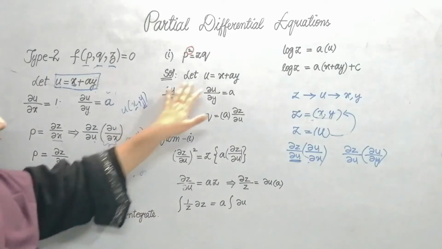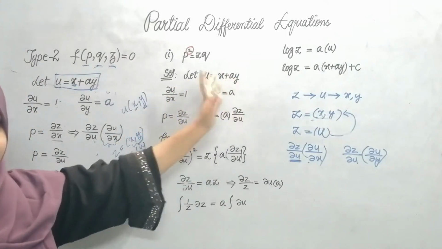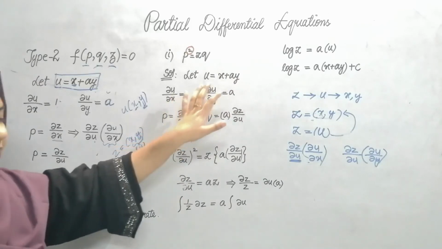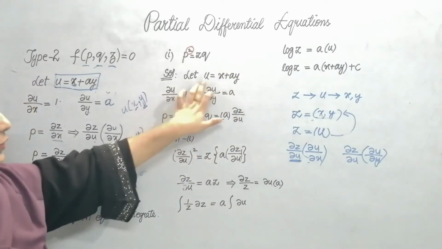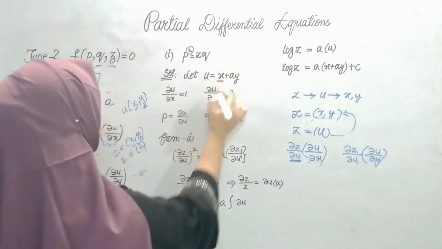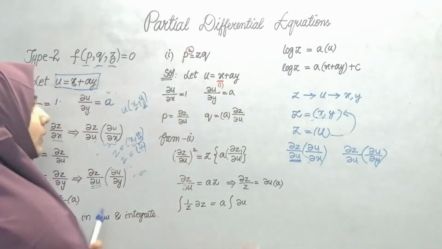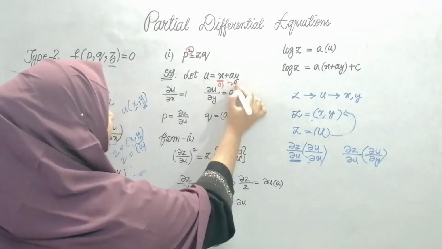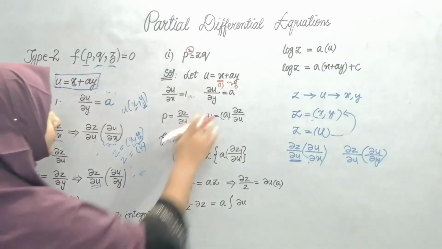Done. Now I need to differentiate this u with respect to x and y because I've got two variables x and y. So I'm differentiating this with respect to x and y. So ∂u/∂x will give you what? This will become 1. X का differentiation is 1. Plus in the second term, do I have any x term here? No. So this will be 0. So 1 plus 0 is 1, right? So that's what.